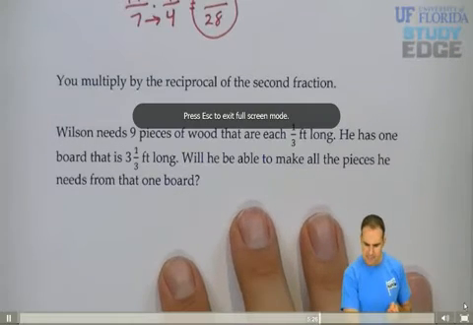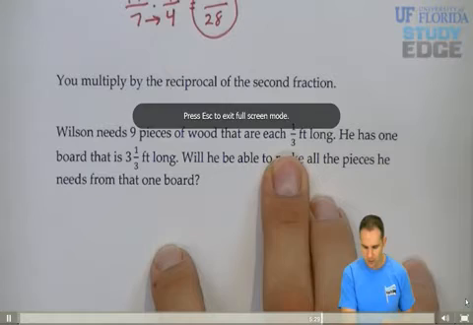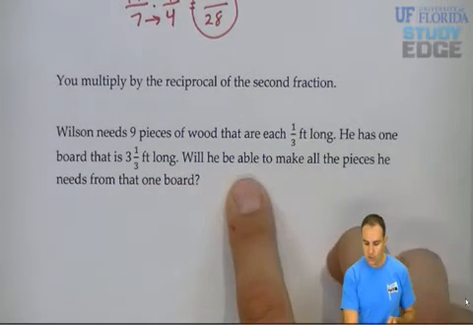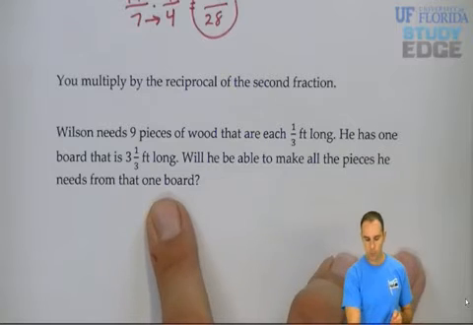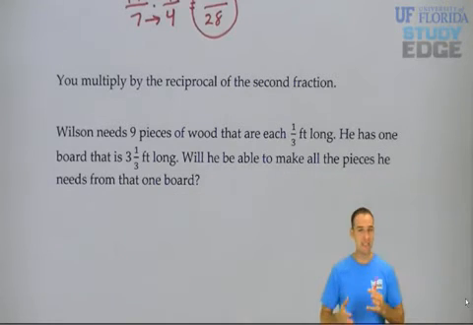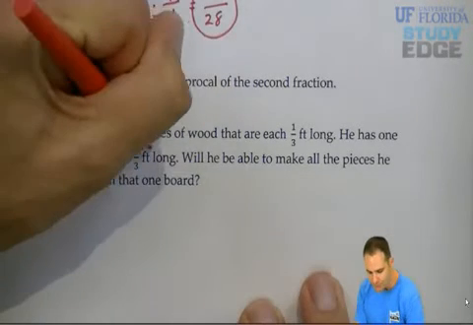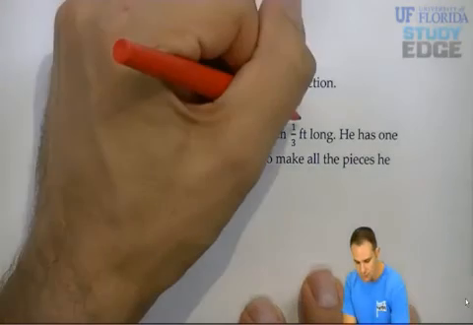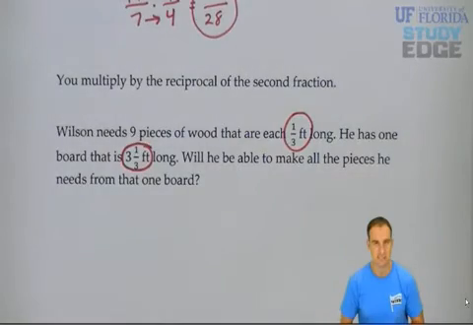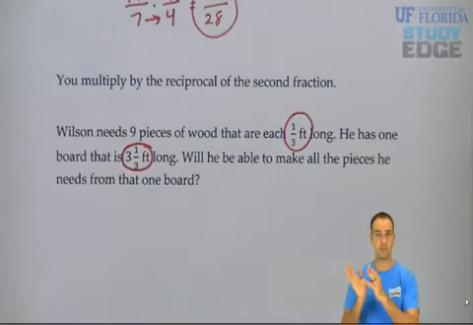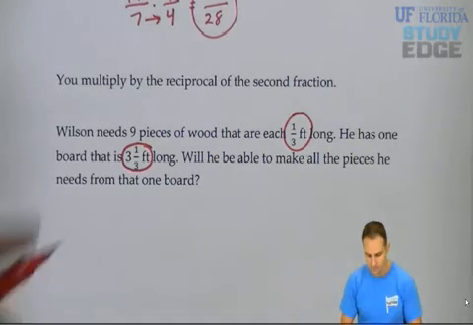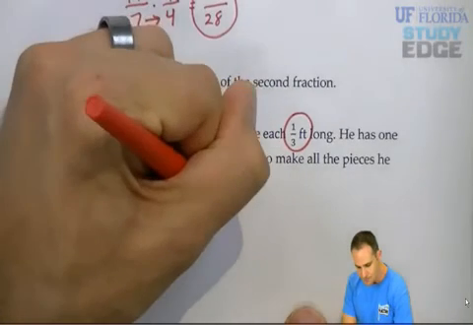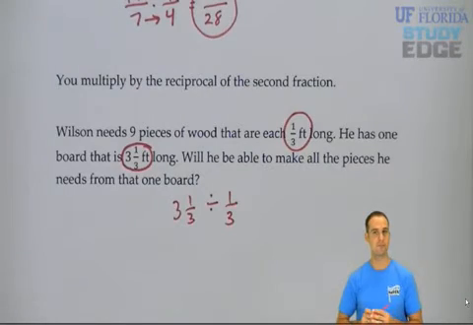Wilson needs 9 pieces of wood that are each a third of a foot long. He has one board that is 3 1/3 feet long. Will he be able to make all the pieces he needs from that one board? So you have to be careful here. What do we have? We have a 3 1/3 foot long board. We want to cut it into 1/3 foot long pieces. So we want to divide it up. We want to chop it up into a third of a foot long.